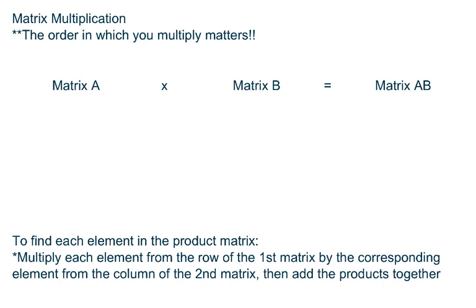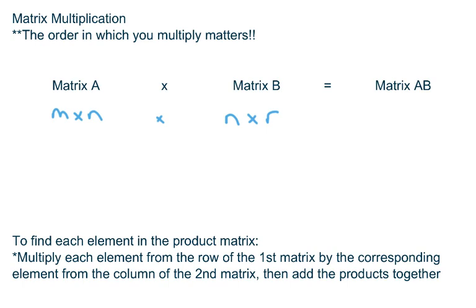So, matrix multiplication. The order in which you multiply matters. Okay, so if we said matrix A times matrix B, we have to keep it in that order. Matrix A times matrix B is different than if we went matrix B times matrix A. So keep that in mind. So let's just say that matrix A is an M by N matrix. We don't know the dimensions, but we know it's M by N. It could be any two numbers. It doesn't really matter. And then matrix B is an N by R matrix. So we're multiplying here, M by N times N by R.